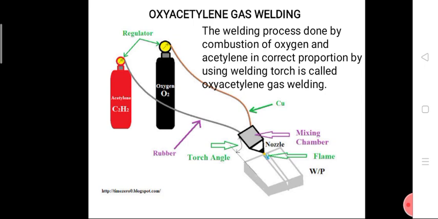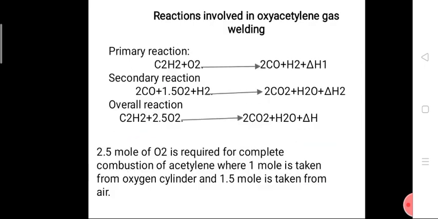It is the orientation of the torch, which is at 45 degrees when the welding process is performed. So we have seen the definition of oxyacetylene gas welding. Now, how is it performed? That is, what is the working process of oxyacetylene gas welding, which is shown here.